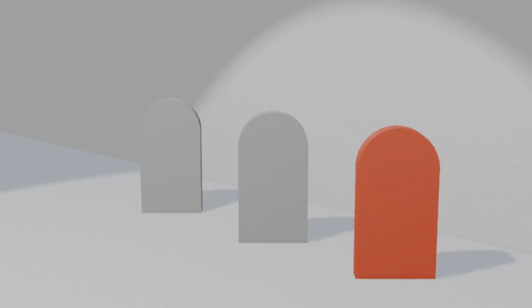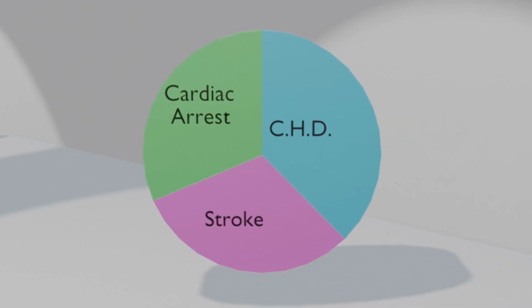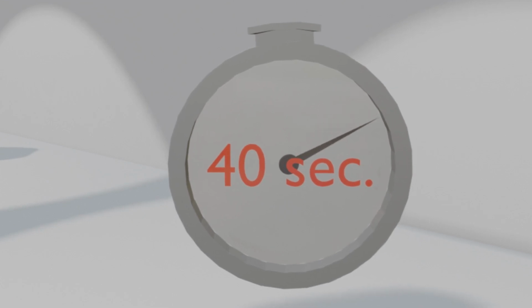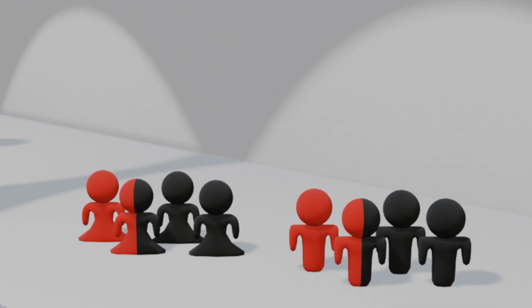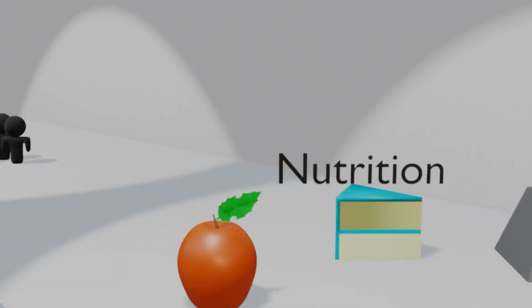Cardiac disease is responsible for 1 out of every 3 deaths in America, of which stroke, coronary heart disease, and cardiac arrest are responsible. Heart attacks are the principal result of coronary heart disease, and they occur once every 40 seconds in America. 37.5% of the population suffer from heart disease, of which 51% are male and 48% are female.